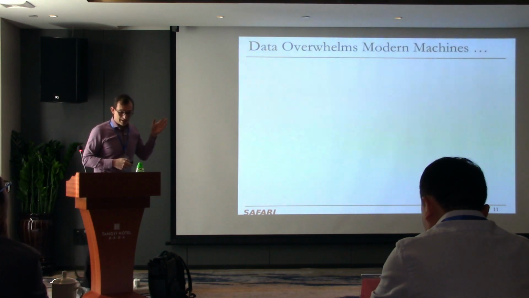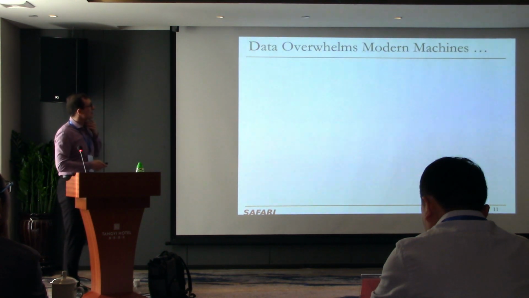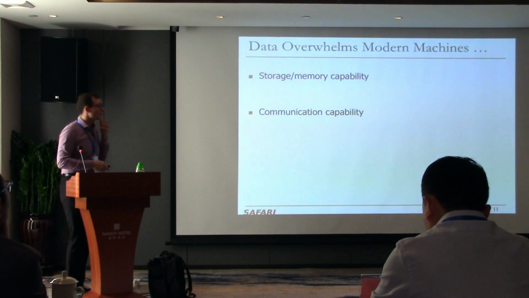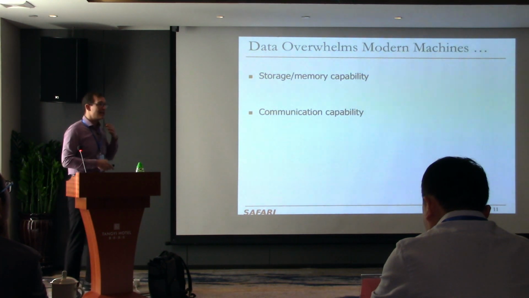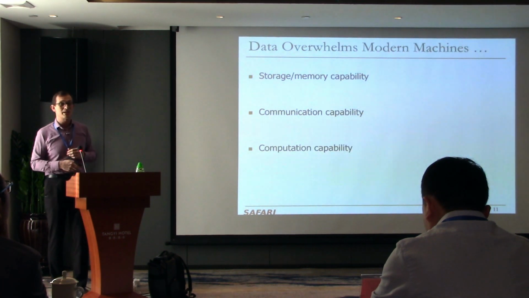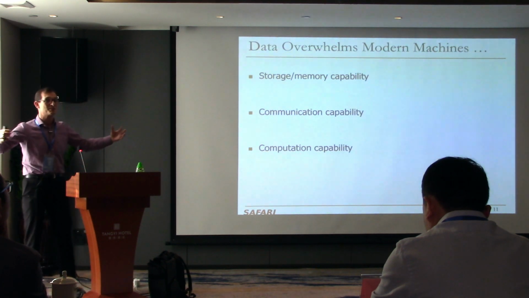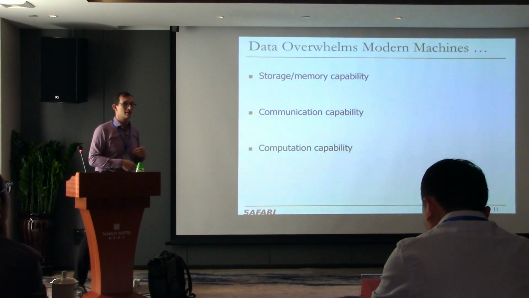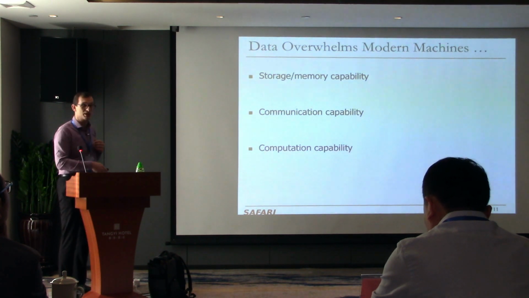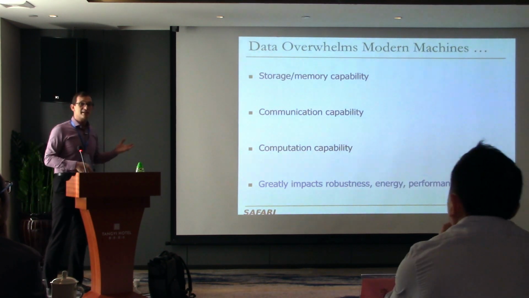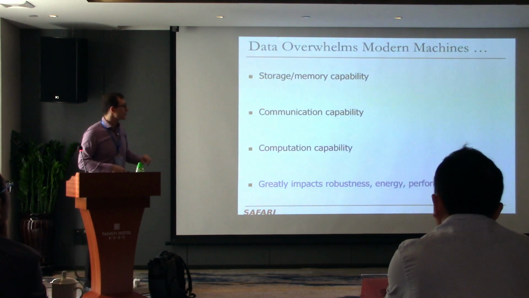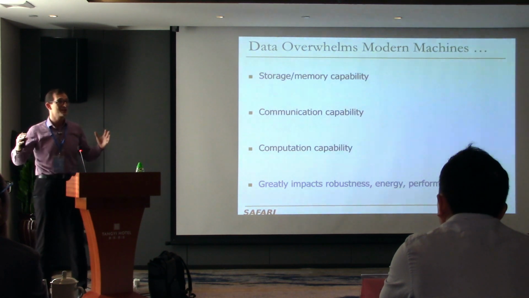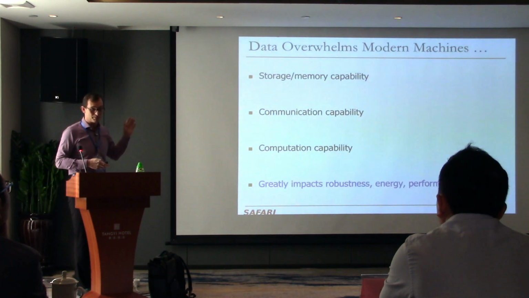Okay, so if you look at all these applications, in the end, data overwhelms modern machines. Basically, it overwhelms the storage and memory capability. It overwhelms the communication capability. And in the end, it bottlenecks the computation capability. You may put a lot of computation in your device, but if you're not able to store it or communicate it to the processor, then you have a problem with the computation capability as well. And in the end, data storage and movement greatly impacts robustness, energy, performance, and cost, all of the metrics that we really care about when we design a system. And I'm going to show you examples in this talk.